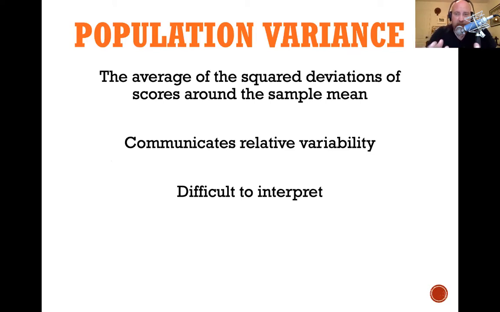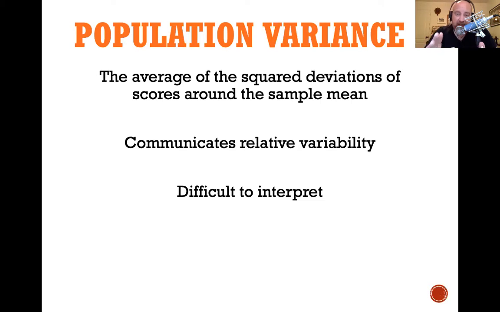So the population variance, I'll read this to you and I'll give you a little demo of what it means. The population variance is the average of the squared deviations around the sample mean. There's a lot of terminology in that little definition, so I'll break that down for you. But let me tell you this: the danger of that is that it communicates a relative sense of variability that can be difficult to interpret.